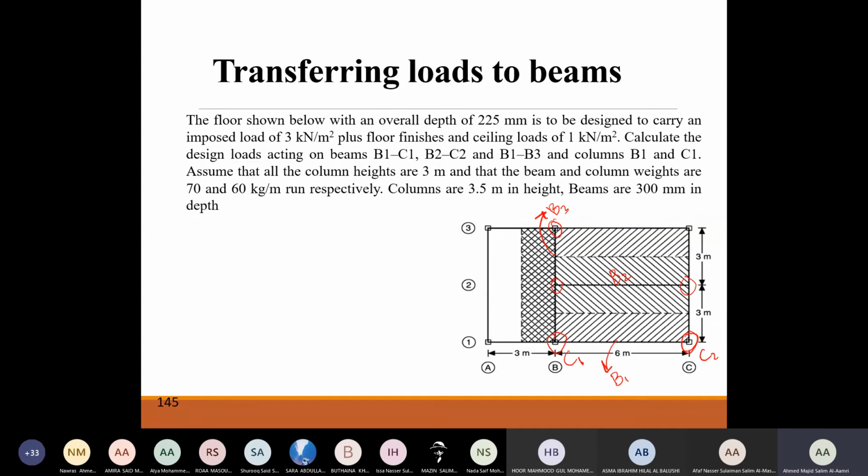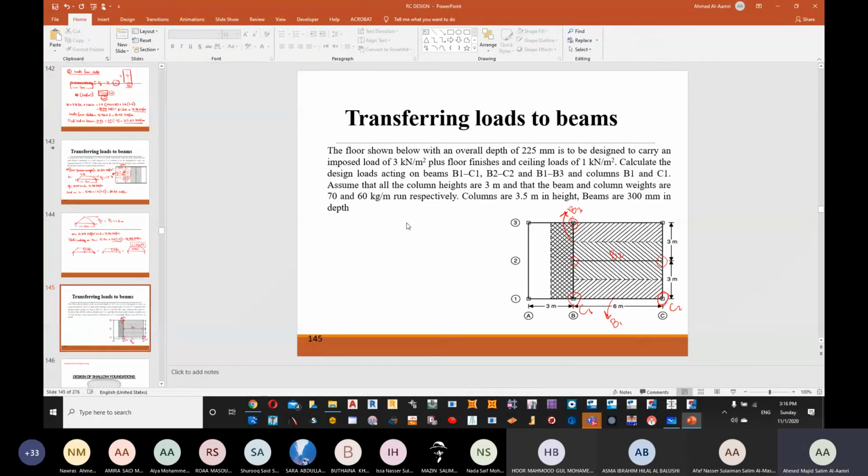The self weights of the beams and the columns have been given already. They have said the columns are 3.5 meters in height, beams are 300 millimeters in depth, and consider the appropriate full load.